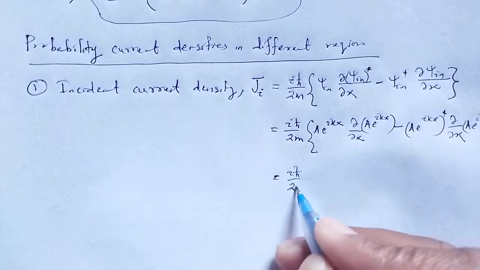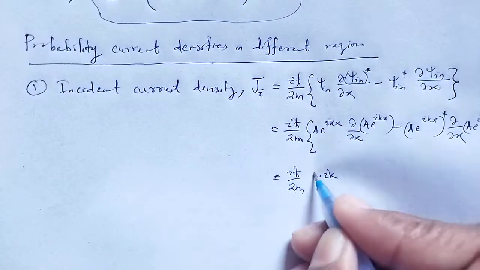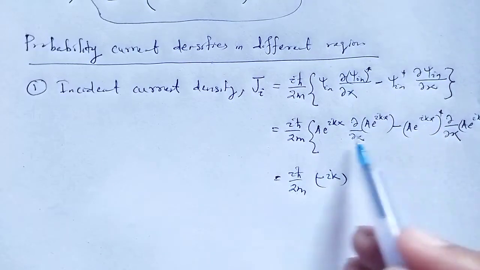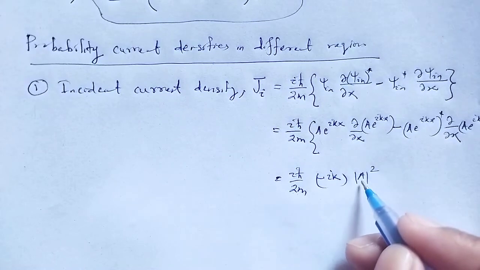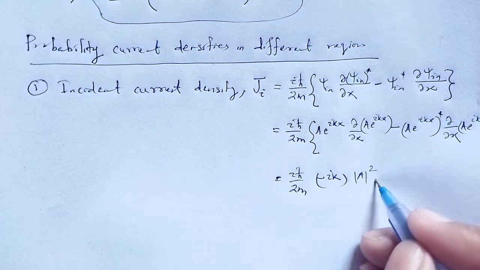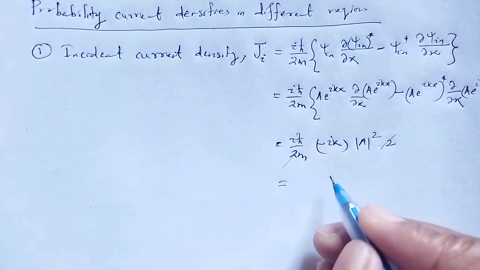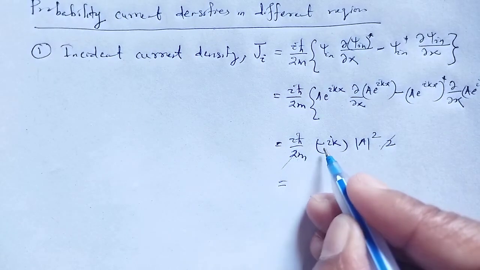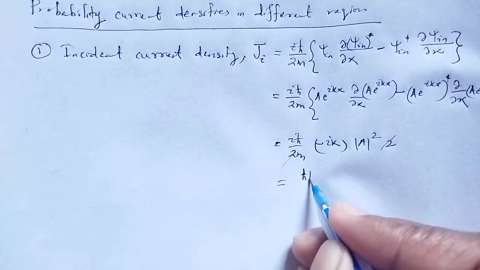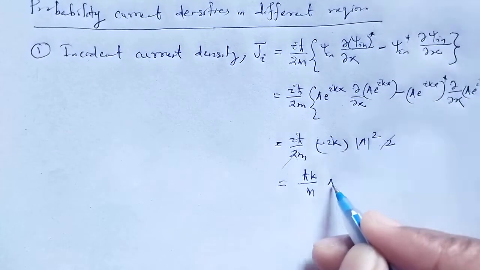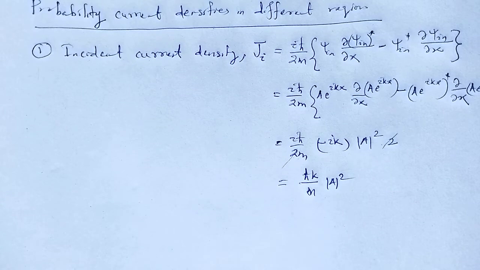Here ħ cross 2m minus i k. When solving that one we will get magnitude of A square into 2 to cancel out, i square is minus 1, minus minus plus, that is ħk by m magnitude of A square. This is the incident current density.